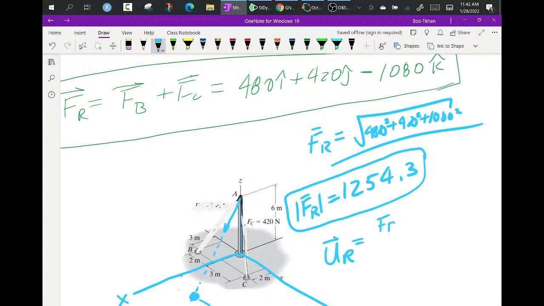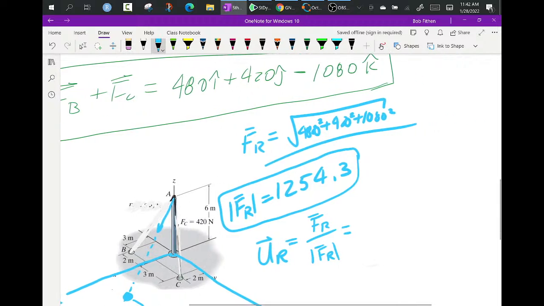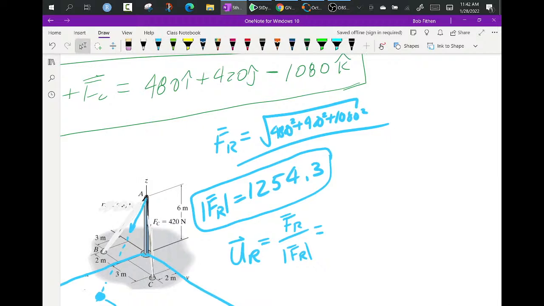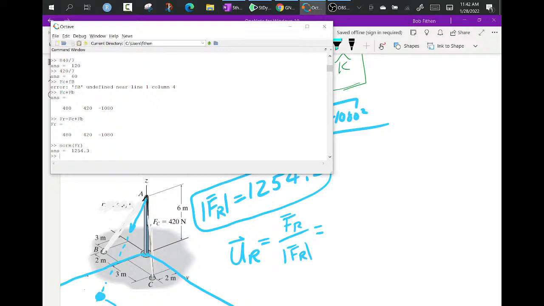It's nothing more than the FR divided by the length of FR. So if I do this, now this time, I don't think I'm going to get any integers at all. So the U resultant is the force resultant divided by the norm, or length, of the force resultant. Okay, this is going to be a little strange, so I'm going to bounce back and forth.